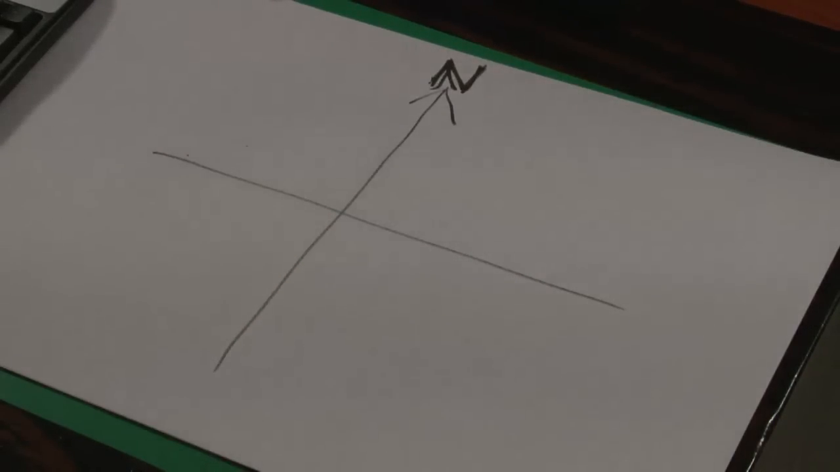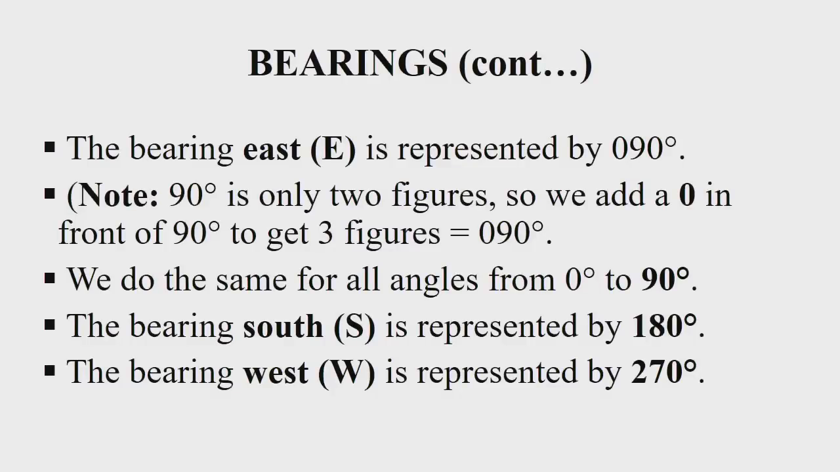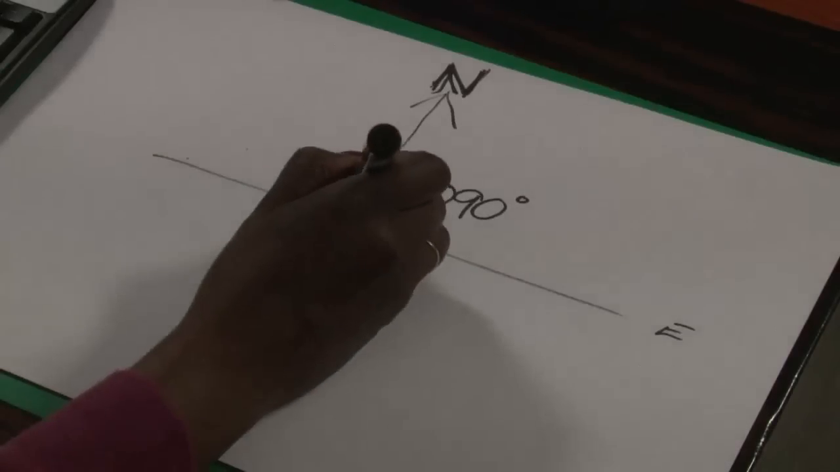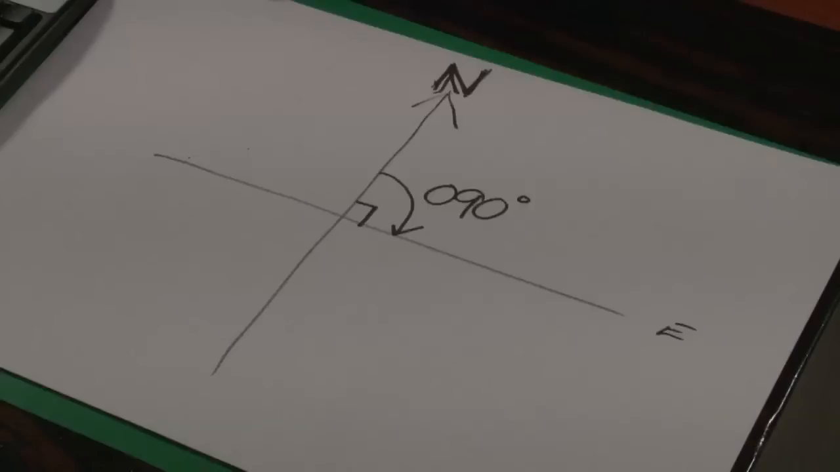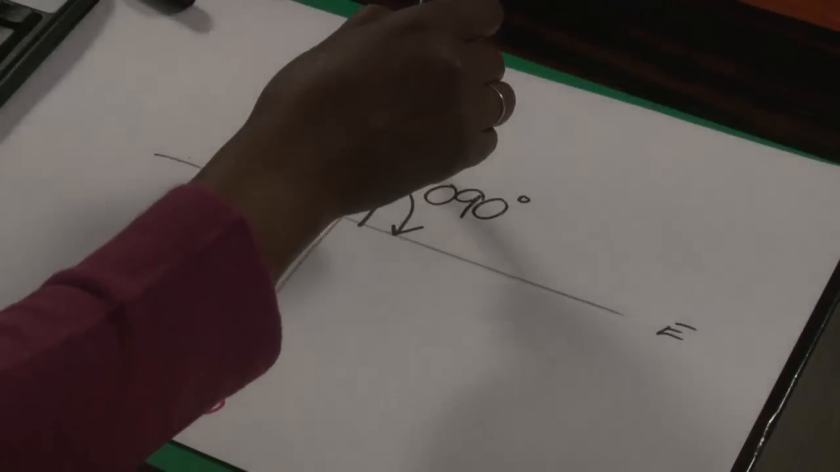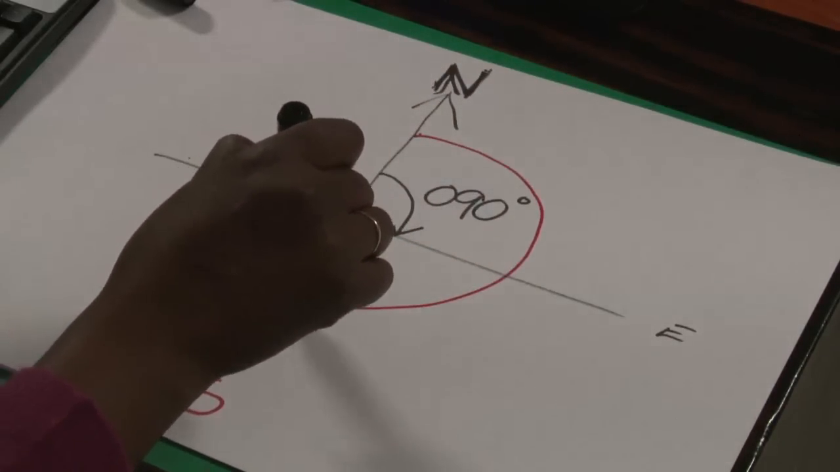Now they say the first point, the bearing east. If you move and you stop here, that means you have moved, and it is represented by 90 degrees. Remember our 90 degree sign. We do the same for all angles. For example, if you want to stop here at the south, you always move from the north, you move from here to here, and you stop.